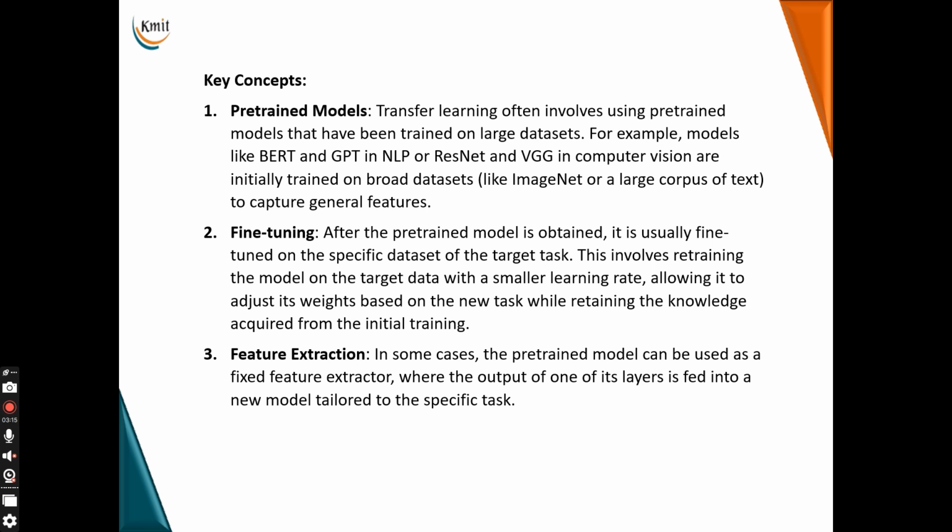And feature extraction. Sometimes the pre-trained model can be used just as it is. Sometimes you can go for a new model which is tailored to the specific task.